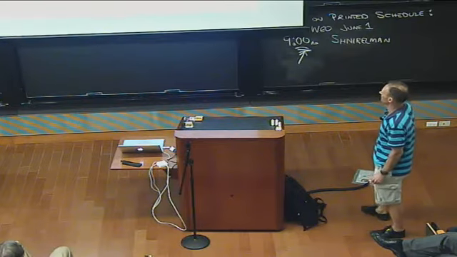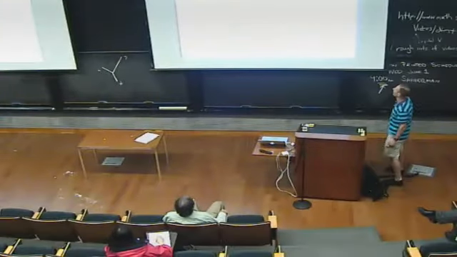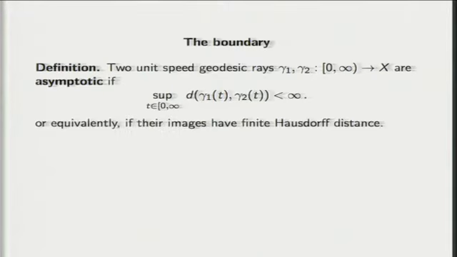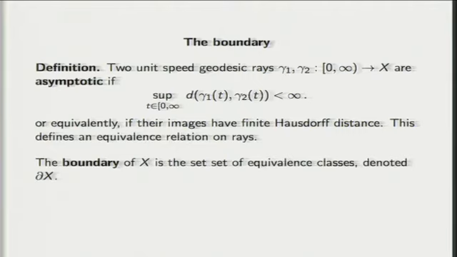Now, to define the boundary, we start by looking at geodesic rays. Let's parameterize them at unit speed. We'll say they're asymptotic if, when you look at the points at time t on the rays, the distance between them is uniformly bounded. And it's easy to see that's the same thing as saying that the images of the rays are subsets with finite Hausdorff distance from one another. Okay, so this defines an equivalence relation. And the set of equivalence classes is the boundary.